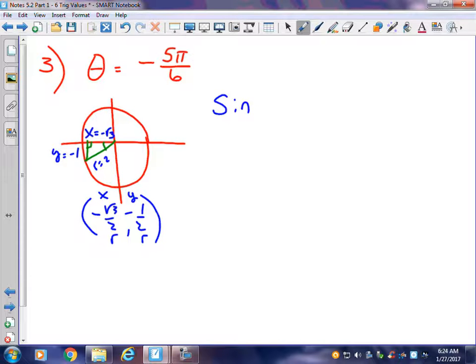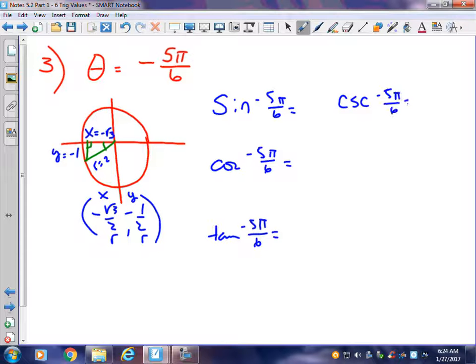So the sine of negative 5 pi over 6, cosine of negative 5 pi over 6, tangent of negative 5 pi over 6, cosecant, secant, and cotangent. So now let's look: sine has already been given to us as negative 1/2, and cosine has already been given to us as negative square root of 3 over 2. So now we're ready to find the tangent.